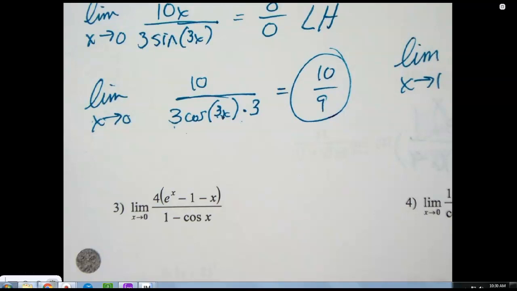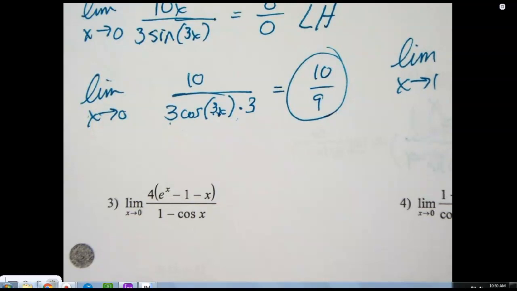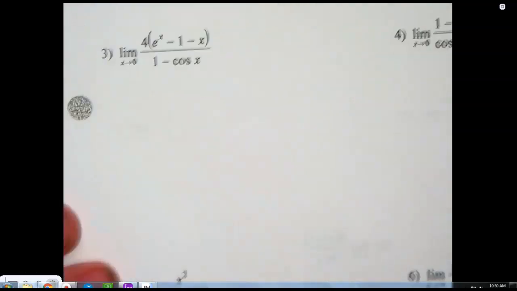How many of you got that answer if you already had it? Questions on what I did? Let's do a couple more together. Try number 3. It's got e's in it. It messes people up sometimes.